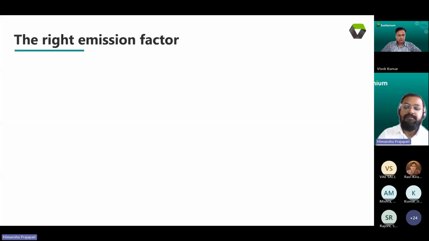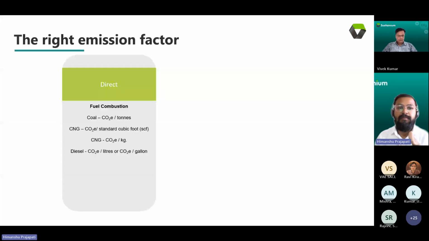All right. I was talking about the right emission factor to be chosen, and we spoke about a few cases. Let's discuss those cases in detail. So when we talk about the emission sources, of course, we already know that there is direct emission and indirect emissions. In case of direct emissions, because you are using the fuel directly or you're burning the fuel, you directly have its volume either in terms of tons, in terms of the volume, which could be standard cubic foot, or in terms of liters.